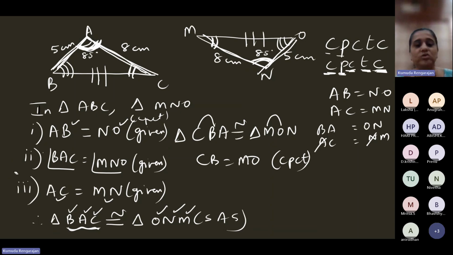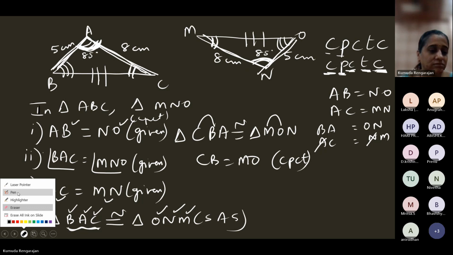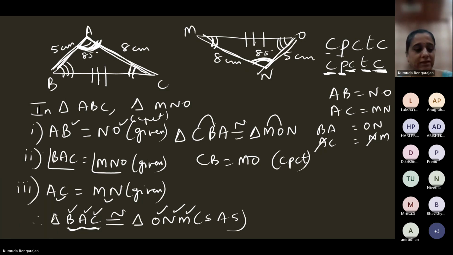Once you show that two triangles are congruent, then you can write one angle or one side is equal to the angle or side of the other triangle, reason CPCT. Corresponding parts of congruent triangles are congruent. That is, what is it? ASA.